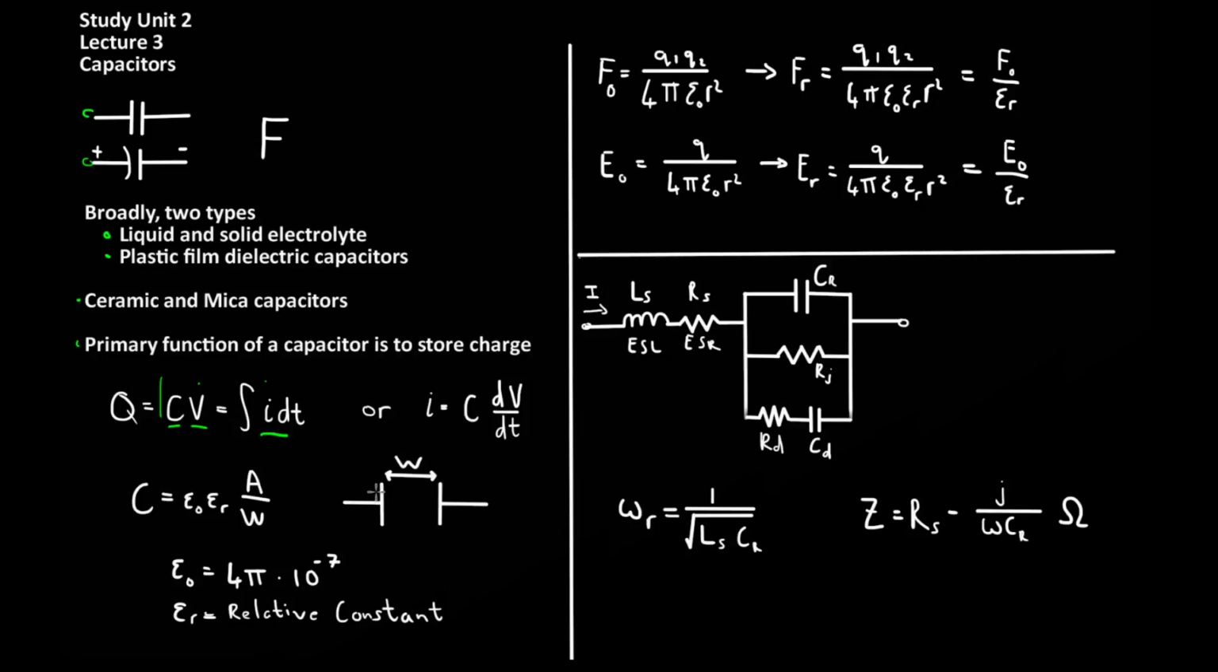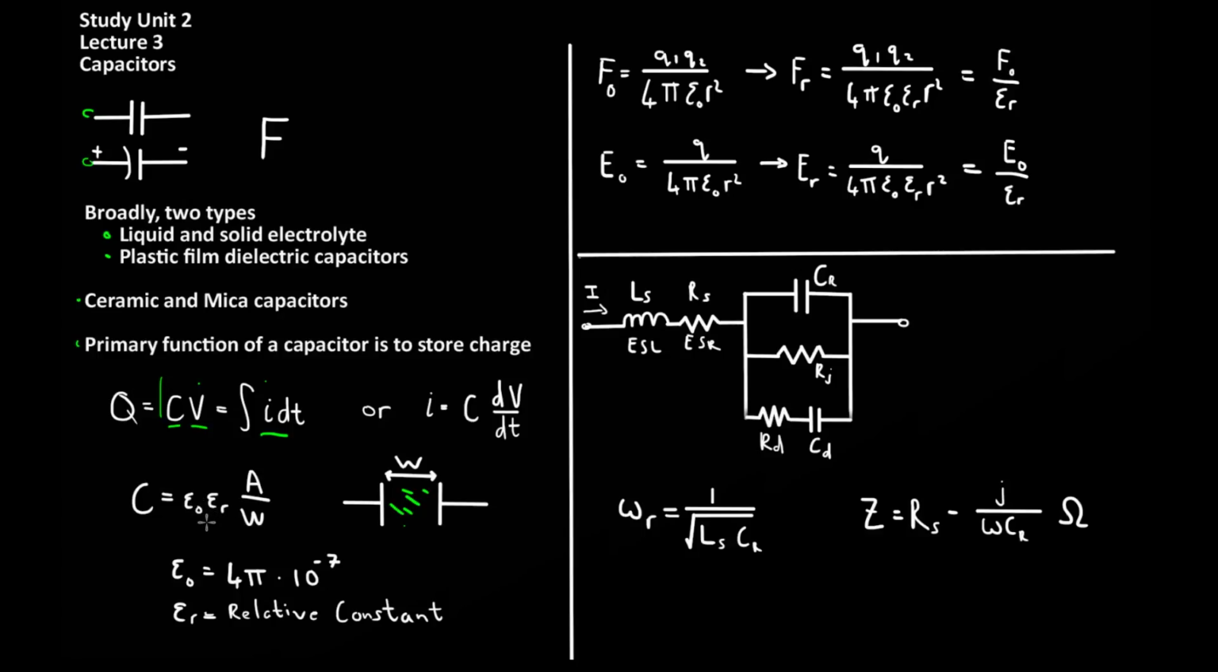Fundamentally, a capacitor consists of two conducting plates separated by some distance W with a dielectric which fills in the space between the plates. Fundamentally, the capacitance is given by the total area of the plates divided by the distance between the plates, multiplied by a relative dielectric constant and epsilon 0, which is the dielectric constant for a vacuum.